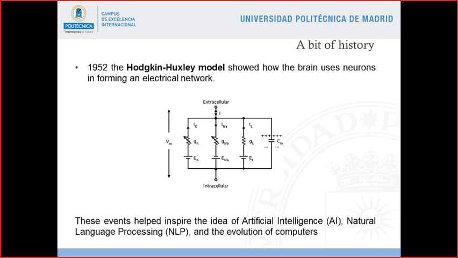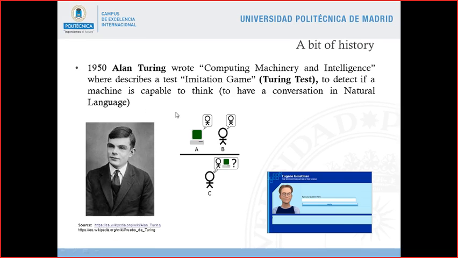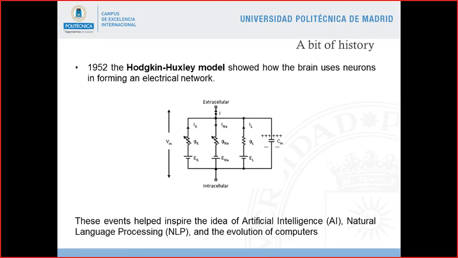So in 1952, here is the Hodgkin-Huxley model, which describes how the brain uses neurons in forming an electrical network. I will not go further here, but this imitation game, the appearance of the Turing test, in particular the paper Computing Machinery and Intelligence, and the publication of the Hodgkin-Huxley model, these events helped to inspire the idea of artificial intelligence, natural language processing, and the evolution of computers.